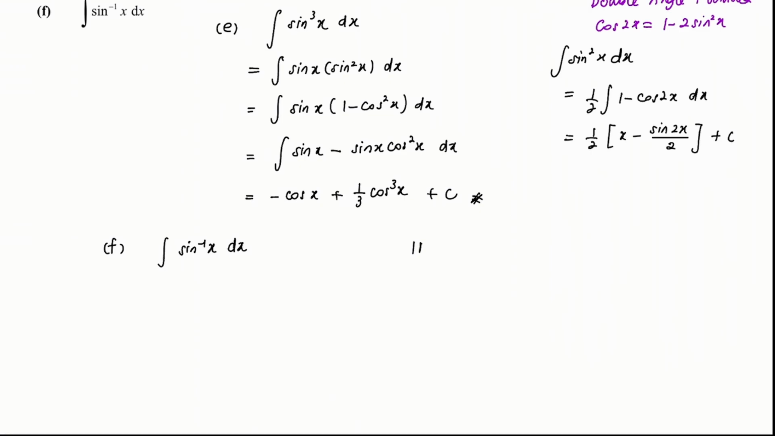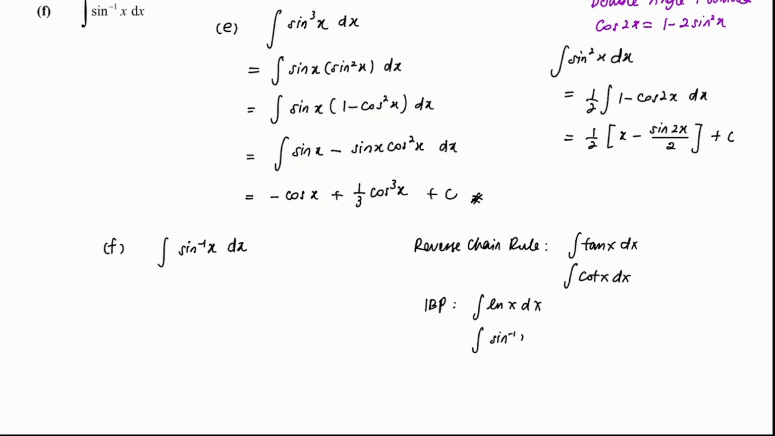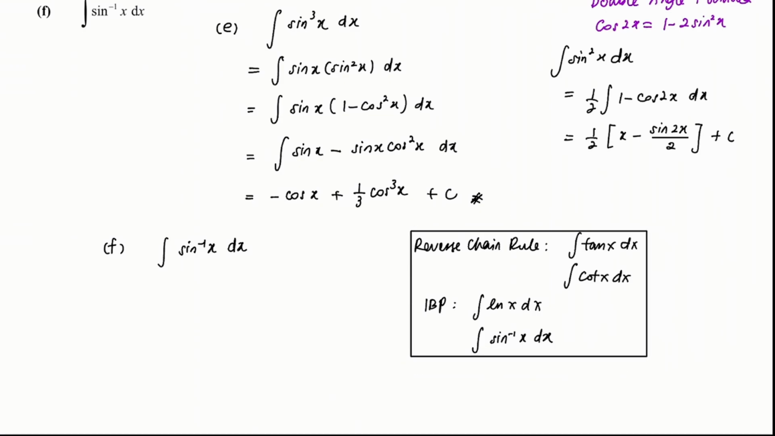So the idea when we introduce the chapter is when we have the reverse chain rule, this unlocks our ability to integrate tangent x and to integrate cotangent x dx. And when we unlock integration by parts, it unlocks our ability to integrate ln, and to integrate inverse functions like this. This is part of the reason why we learn these two skills in this chapter.